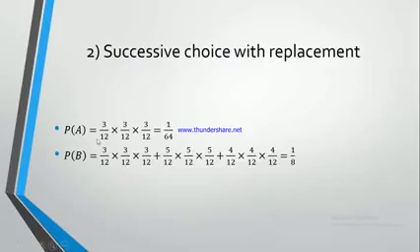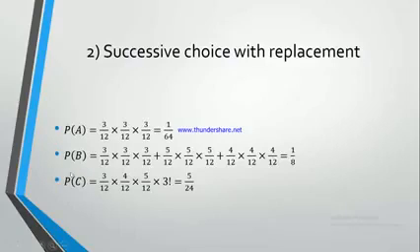For the second part, we have to choose green balls or black balls or blue balls. And the answer is 3 over 12 to the power 3 plus 5 over 12 to the power 3 plus 4 over 12 to the power 3, and the answer is 1 over 8.